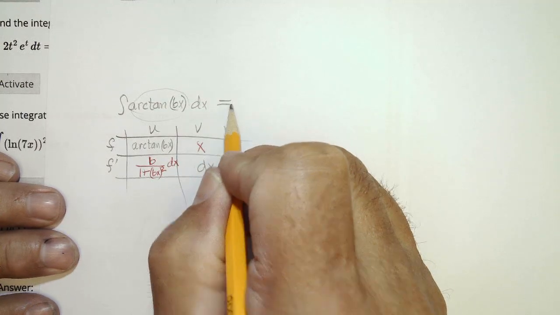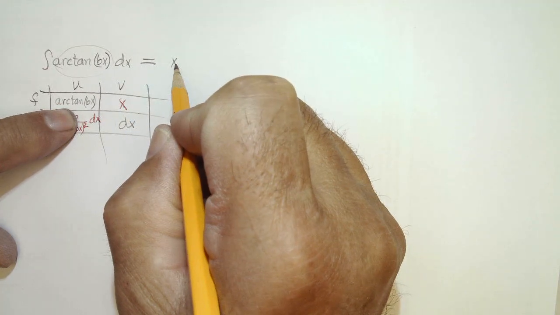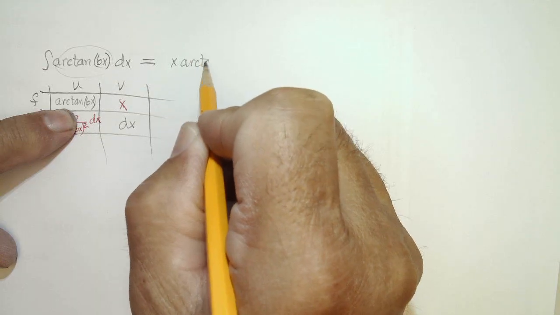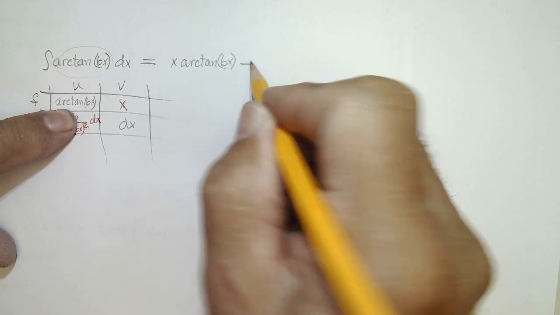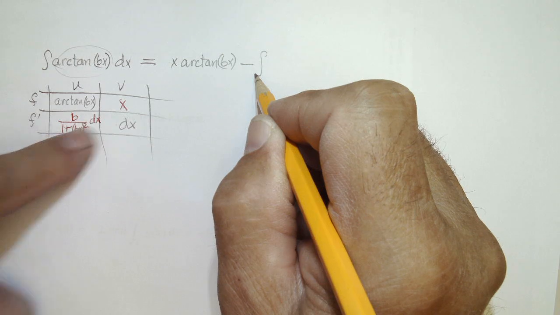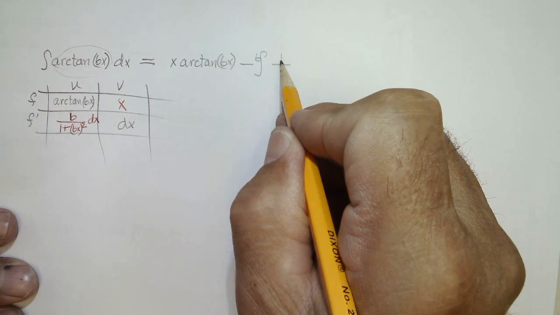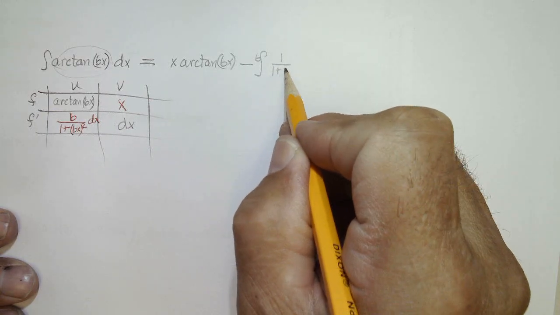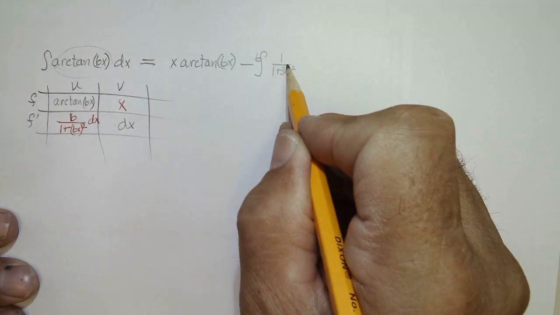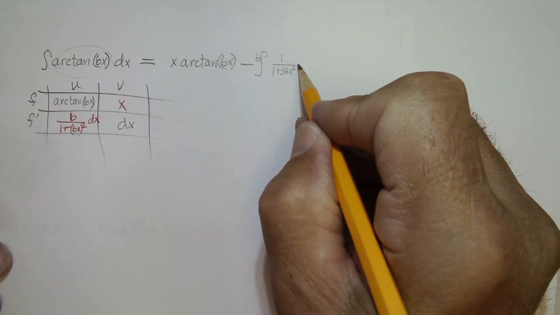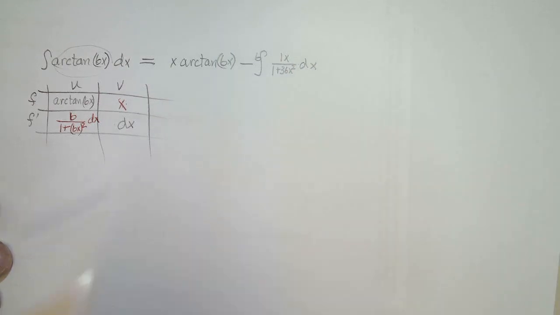So using integration by parts, we do u times v, x arctangent 6x, minus the antiderivative of the red, which is 6, 1 over 1 plus 6x quantity squared, which is 36x squared, times x dx.